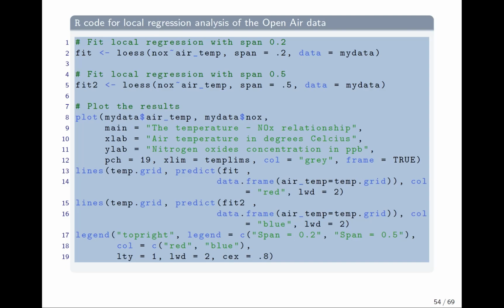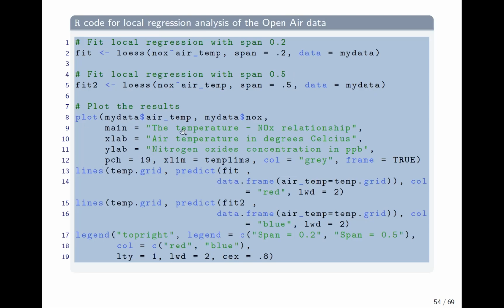I want to show you how it works in practice. So we're going to use it to fit the OpenAIRE data. This is the command in R that fits a local regression. We're going to fit the local regression first of all with a span of 0.2. That is going to specify that each neighbourhood uses 20% of n to fit the local regression. And then we'll fit one where the span is 0.5, and so 50% of n is being used to fit the regression.